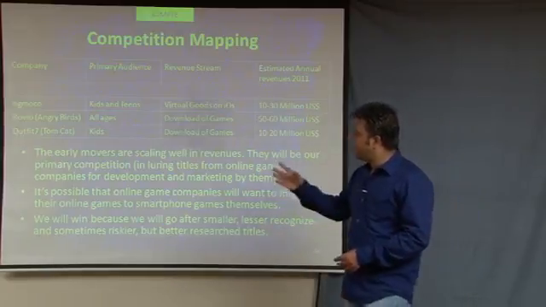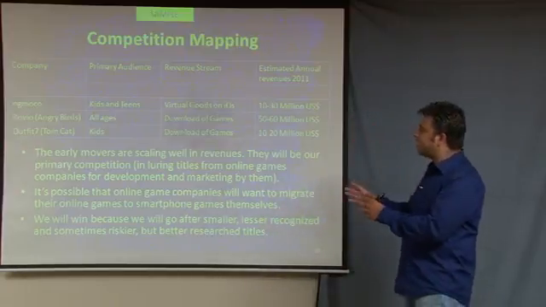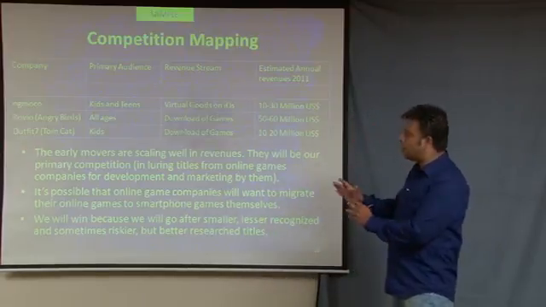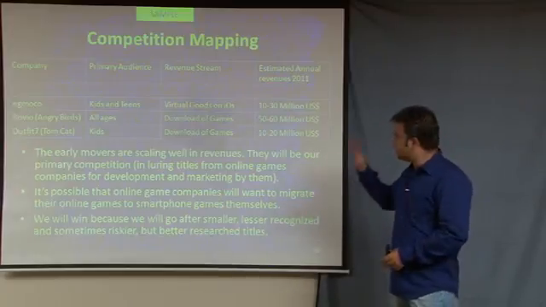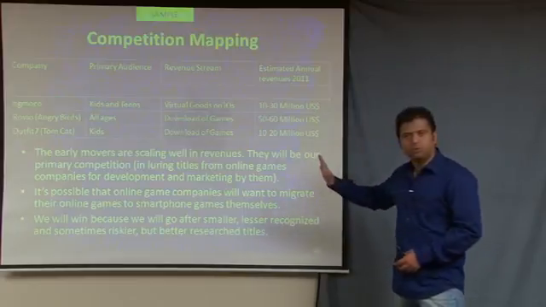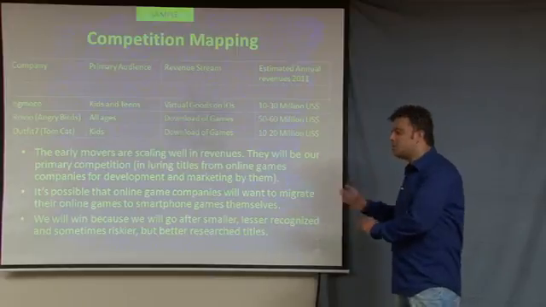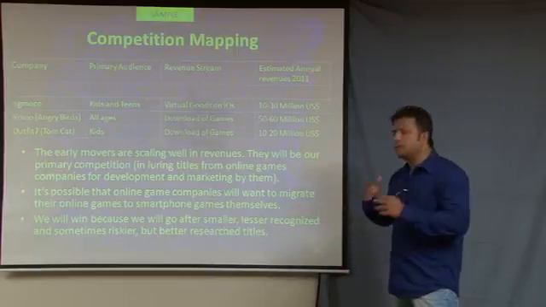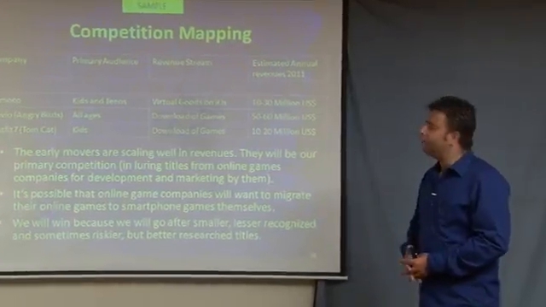And they have the makers of Talking Tom, the Tom Cat, which has kids as its primary audience. I also know adults who pay for this, and they made $10 million plus in 2011. So they have the competitors and the revenues to show that this is a good segment to start up in and a good segment to invest in. The early movers are scaling well in revenues.